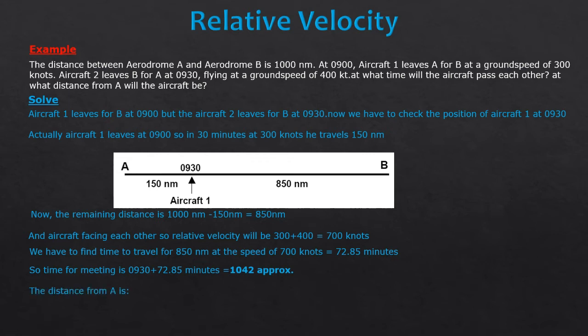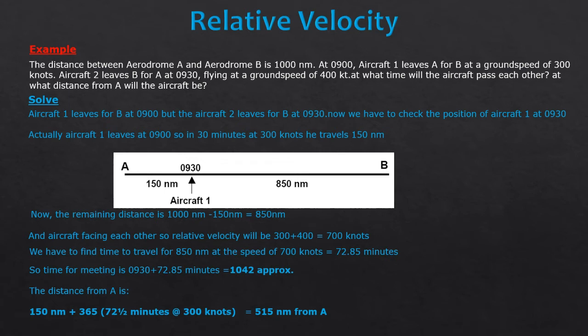The distance from A is 150 nautical miles, which it has already traveled in 30 minutes, plus aircraft 1 is traveling at the speed of 300 knots, and it will take 72.85 minutes to meet the other aircraft. So that distance will be 365 nautical miles. If we add both, then the distance from A will be 515 nautical miles from A.